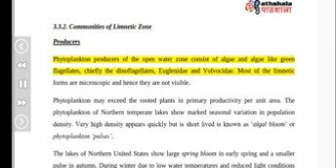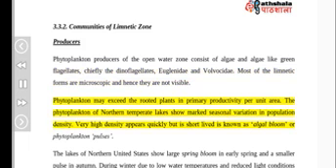Phytoplankton producers of the open water zone consist of algae and algae-like green flagellates, chiefly the dinoflagellates, Euglenidae and Volvocidae. Most of the limnetic forms are microscopic and hence they are not visible. Phytoplankton may exceed the rooted plants in primary productivity per unit area. The phytoplankton of northern temperate lakes show marked seasonal variation in population density.